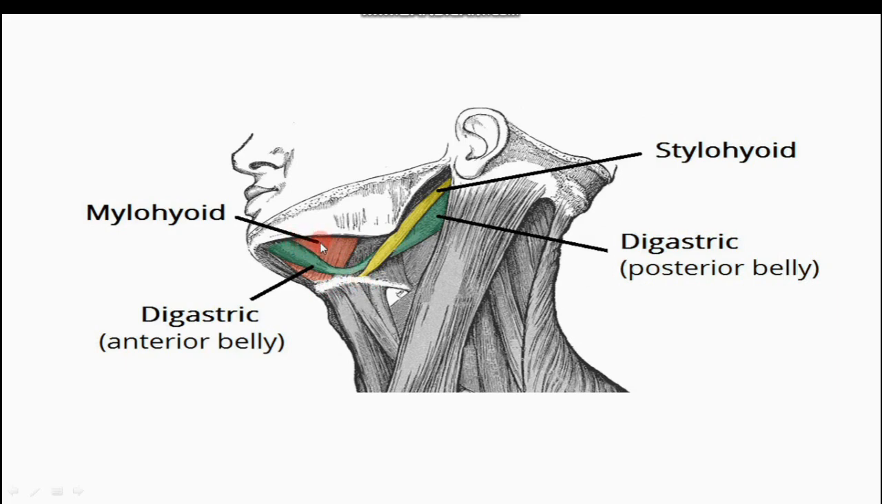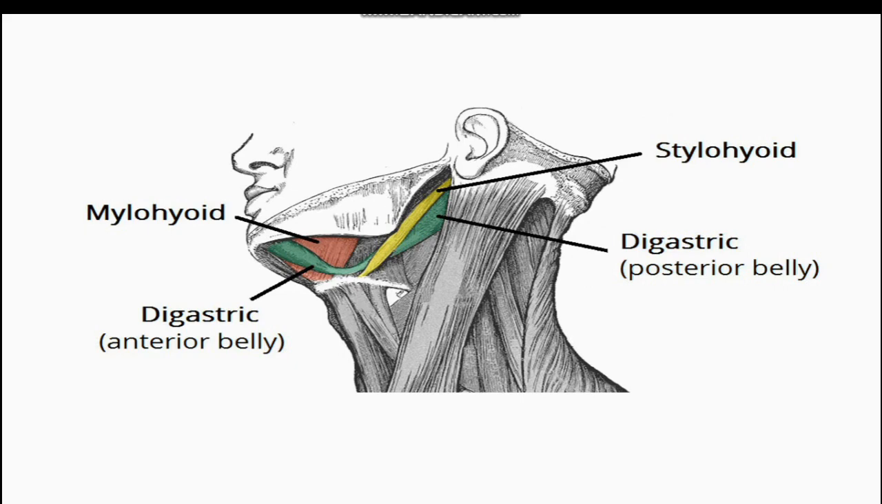This is the omohyoid, which is running obliquely. Then the two bellies of the digastric: this one is the anterior belly, and this one is the posterior belly, as well as this golden color is the stylohyoid. I will be talking about all its contents except the suprahyoid muscles, because these have already been covered in the anterior triangle of the neck.